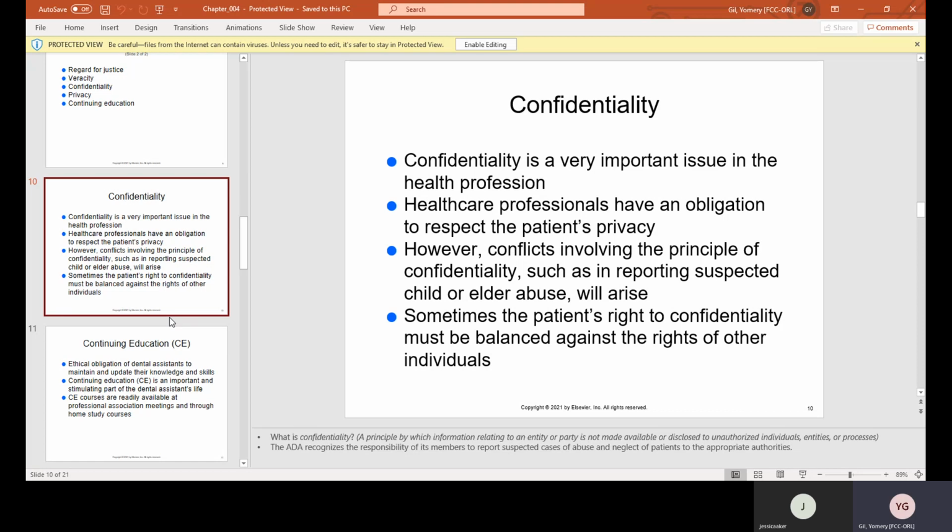And if you work in the pediatric branch of dentistry, you will see sometimes things that you think you might have to report, like when it comes to child neglect, child abuse. So this is when it comes in. Do I breach that confidentiality between patient and assistant? Am I doing the right thing by trying to help this child if indeed they are in trouble? And you also see that with elderly people. Sometimes the patient's right to confidentiality must be balanced against the rights of other individuals.